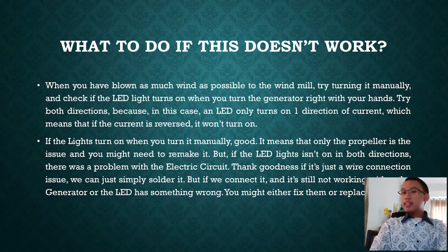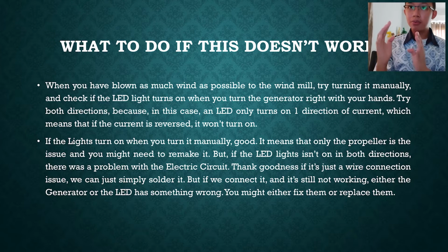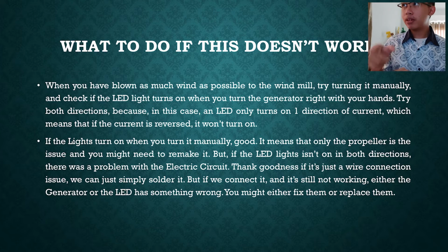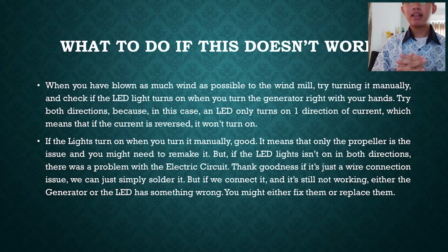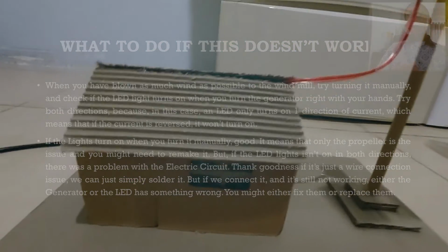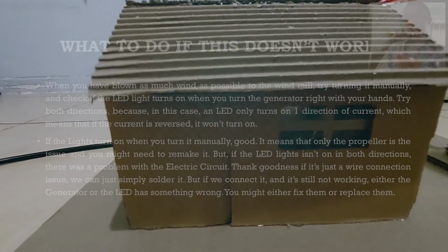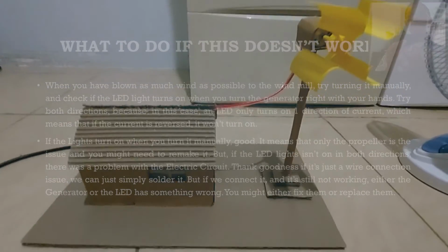What to do if this doesn't work? When you have blown as much wind as possible to the windmill, try turning it manually with your hand. And check if the LED light turns on when you turn the generator with your hands. Try both directions because in this case, an LED only turns on in one direction of current, which means that if the current is reversed, it won't turn on. And if the lights turn on when you turn it manually, it's good. It means that only the propeller is the issue and you might need to remake it.